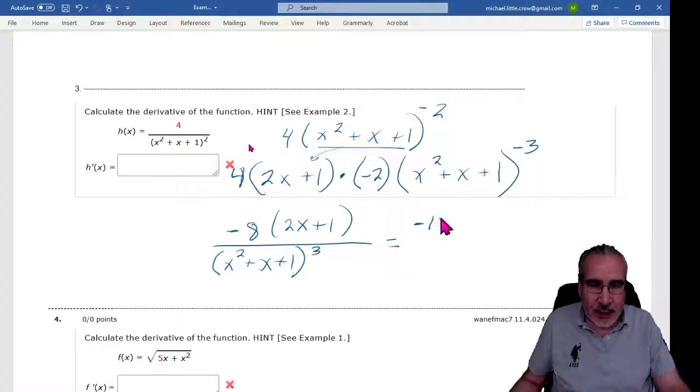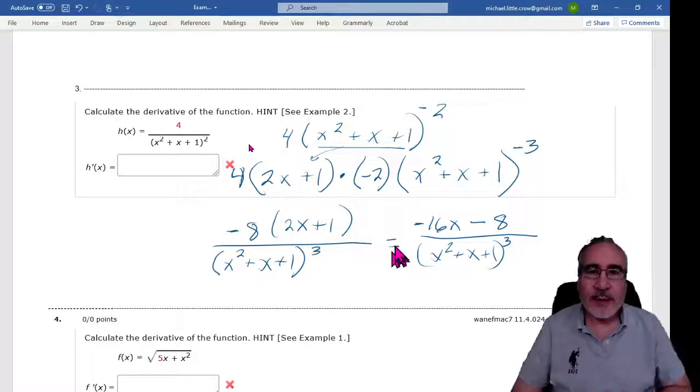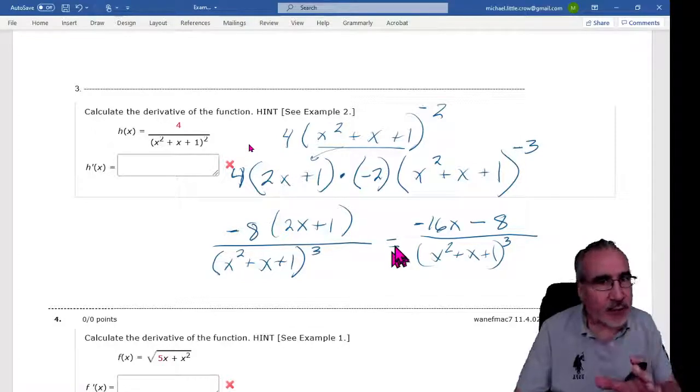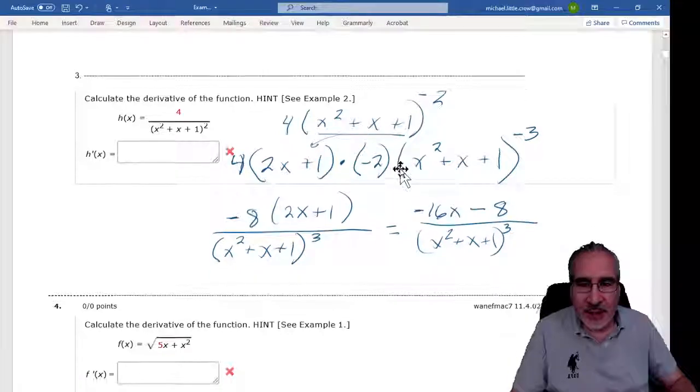So minus 16x minus 8, again all over x squared plus x plus 1. And you just need to be able to recognize it could be any one of these 3. They're all correct, but which one is it? Well, it could be any one of them. Okay, so let's keep moving.